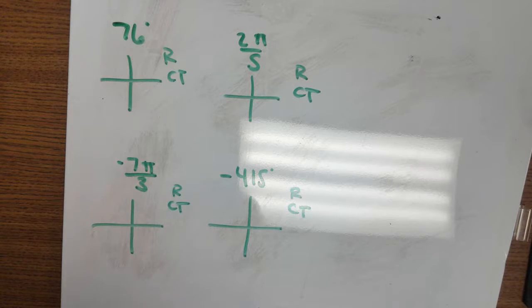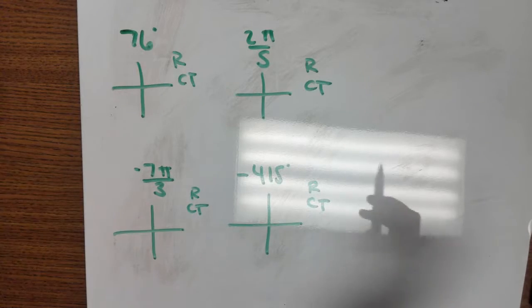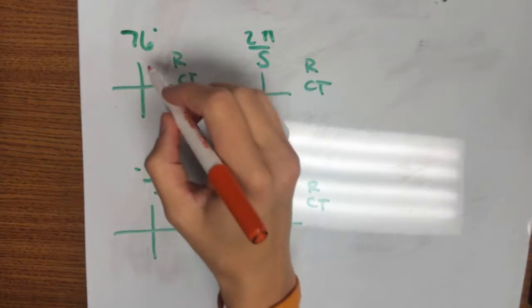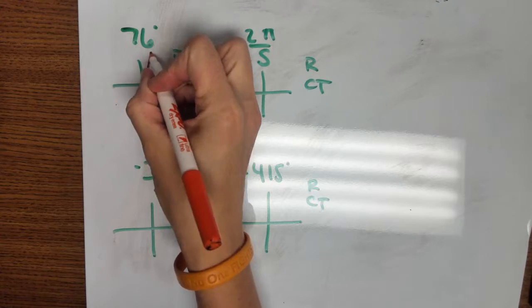Okay, so now we're going to expand on sketching angles, and we're going to actually find some pieces from these angles. So we're going to find what's called a reference angle and what's called a coterminal angle. So these will be important throughout trig. First thing you want to do is kind of sketch it out. So 76 degrees, first quadrant.